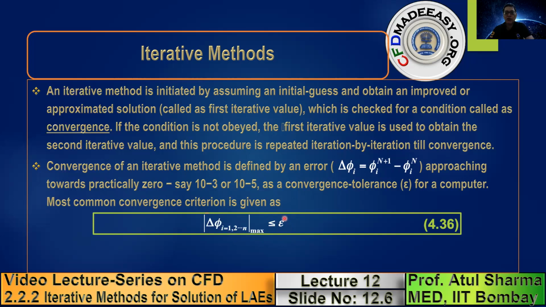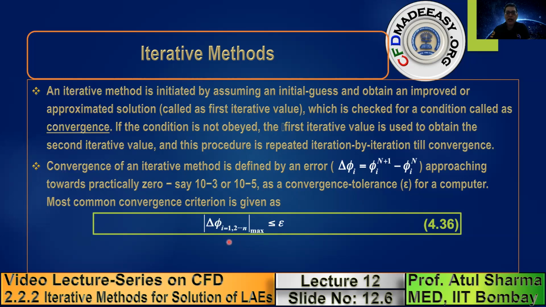Computer does not understand what is zero. So if you define 10 to the power minus 3 as your zero, or 10 to the power minus 5, this is called the convergence tolerance. So in an iterative method, you have to define this convergence tolerance, and if your error is less than the convergence tolerance, then only you stop your iterations. Otherwise, you keep doing the iterations.